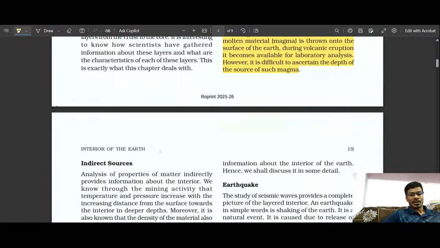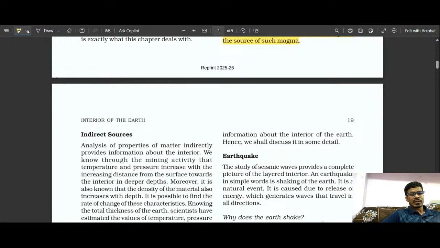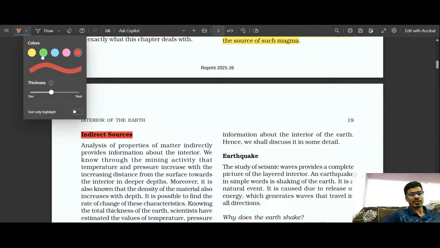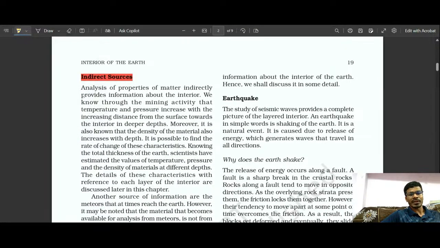Now moving ahead to the indirect sources, as that was up to the direct sources. Analysis of the properties of matter indirectly provides information about the interior. Properties mean the different types of material that come out, which we get to know from there. We know through mining activity that temperature and pressure increase with increasing distance from the surface towards the interior of the earth.